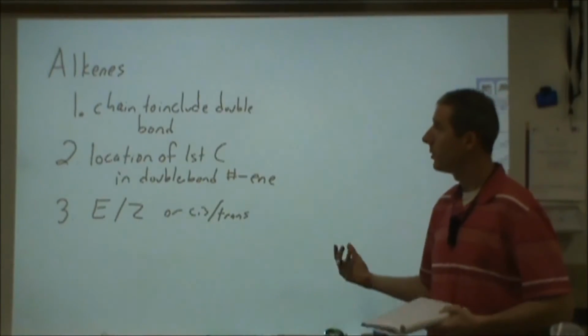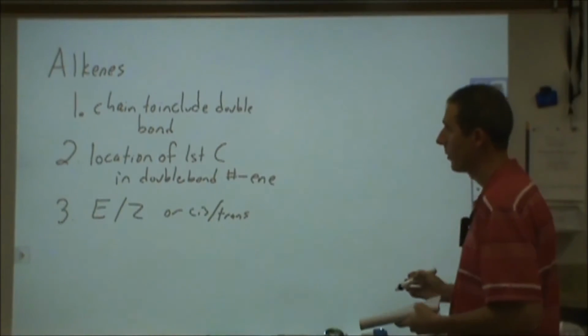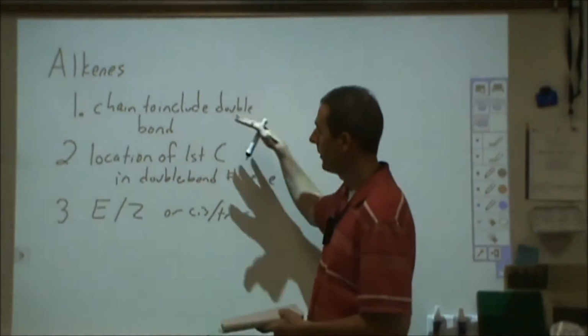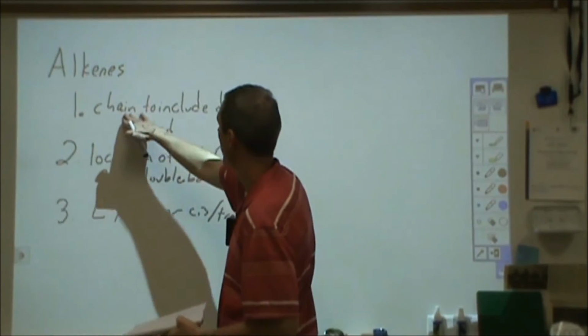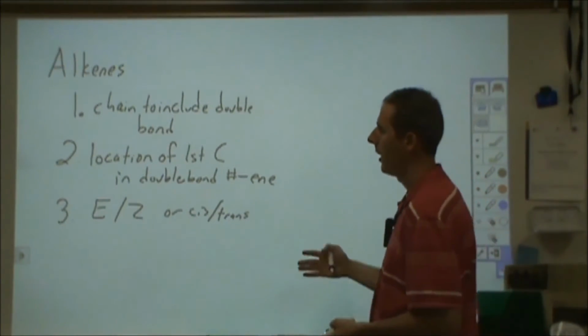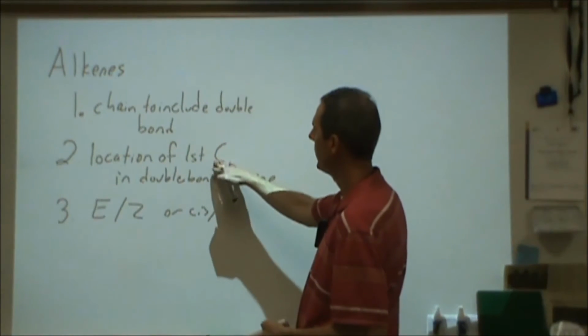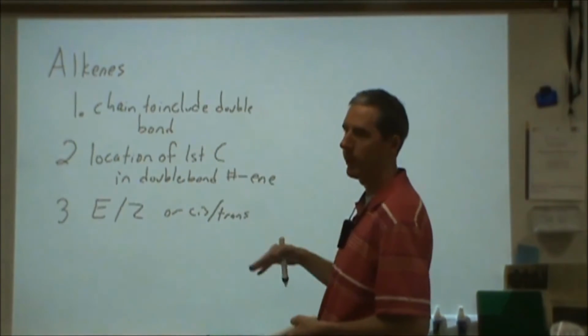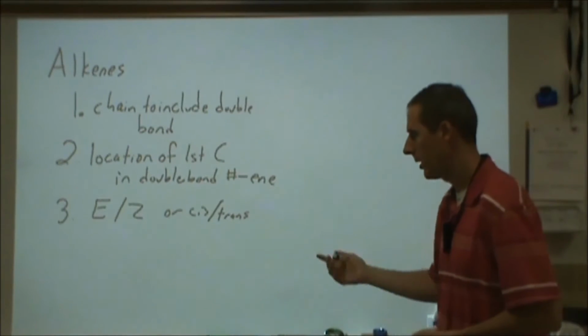So for an alkene, we're looking at something with a double bond present. Okay, and for that we have a couple new rules to add on to our previous ones. The chain must include the double bond if that's the only functional group present. And the location of the first carbon in that double bond is what you use to figure out how to name where that is. So I'll show you that in an example.